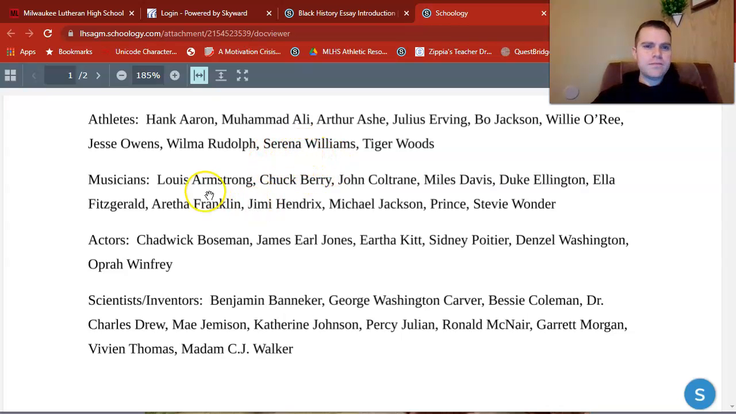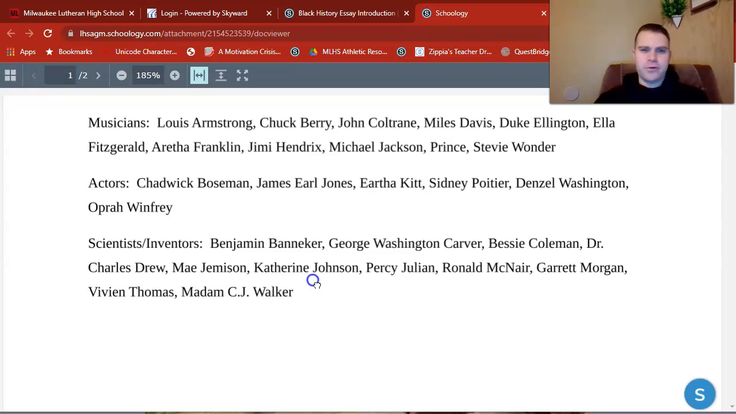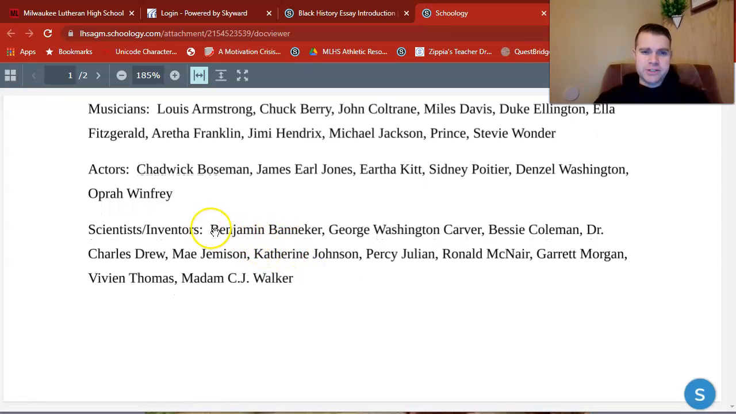Musicians, again, various genres, a lot of jazz musicians in here, because jazz was largely developed by African American artists. Actors, again, different points throughout American history, some still living, some no longer living. And then scientists, inventors, some of these are engineers and astronauts in this last category right here. Again, all throughout history, Benjamin Banneker, way back in the 1700s. Vivian Thomas, that was the doctor that Mr. Stern brought up in chapel last week. A lot of options in there as well.